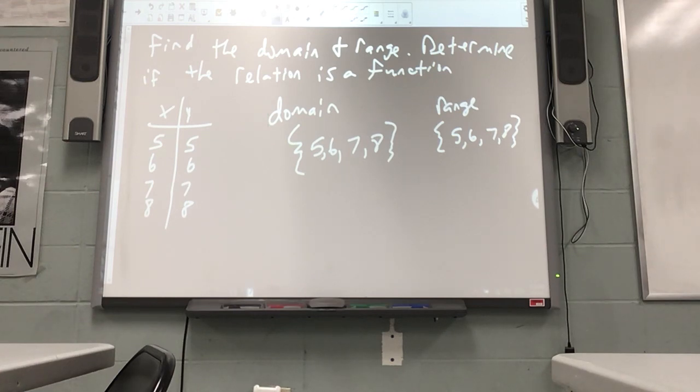It sounds confusing to say, but all that means is this 5 in the X column only has one Y to it. There's not a 5 again anywhere down here. This 6, it's a one-to-one relationship all the way through. Nothing's being double dipped there. So that means, yes, this is a function. So that's literally our domain.